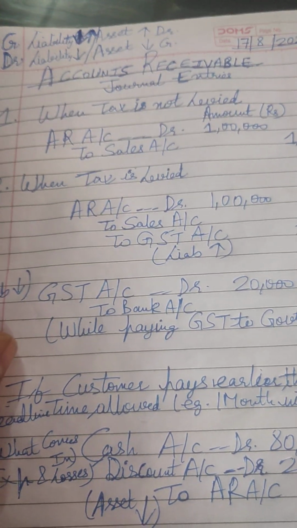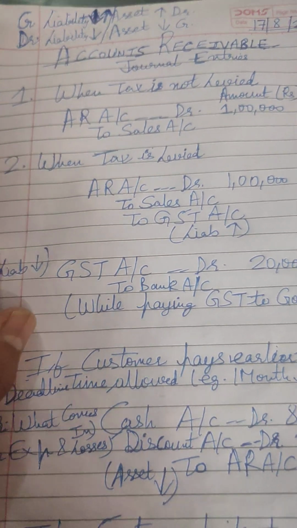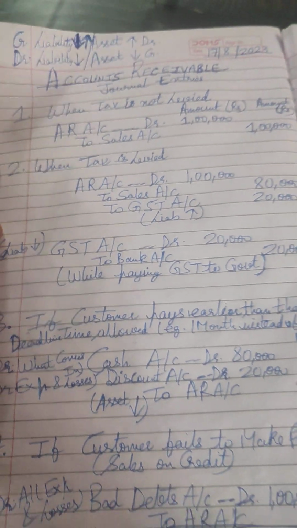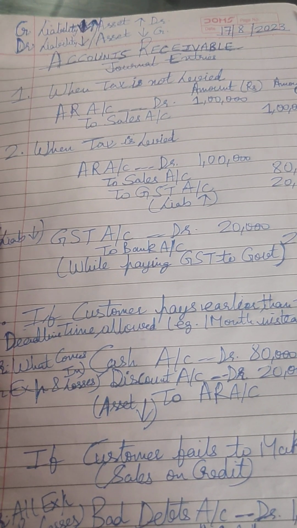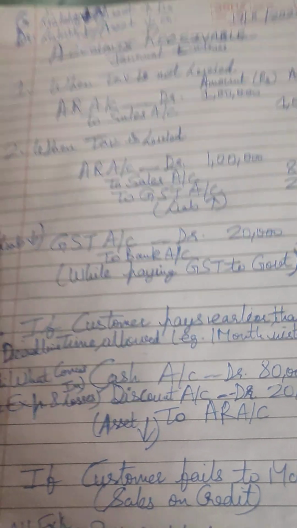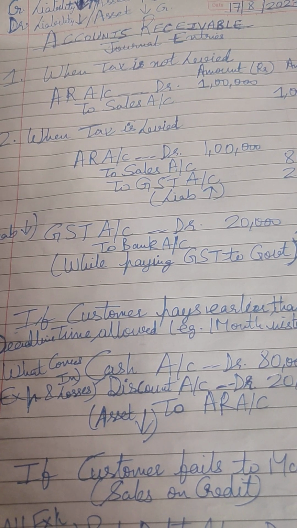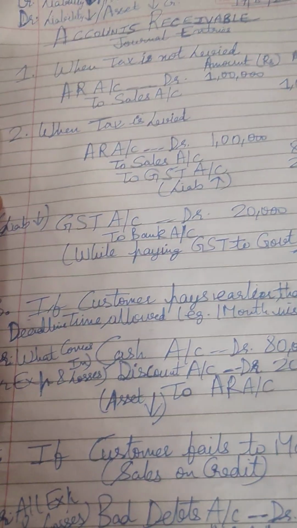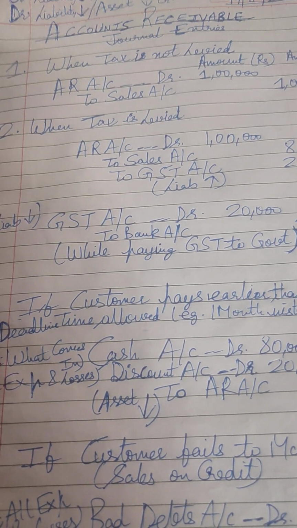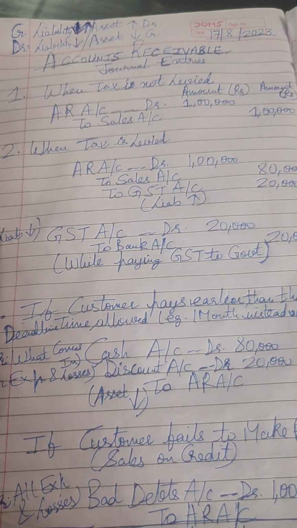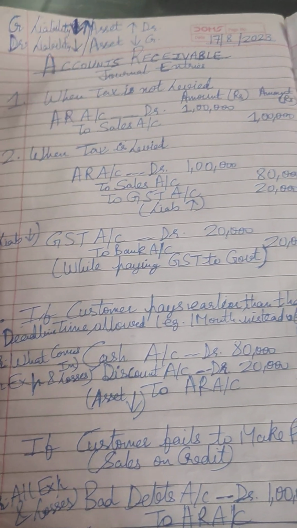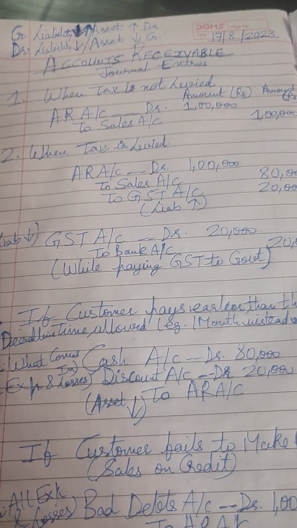So now, starting with journal entries in accounts receivable, whenever a tax is not levied, what will be the entry? AR account debit to sales, because you have to take the money from that customer, so it's an asset for you. And sales is credited because income is credited as per the nominal account rule, credit all incomes and gains. So what would be the entry when tax is not levied? AR account debit to sales account, and depending on whatever amount, मतलब जितने भी amount की sale हुई है.